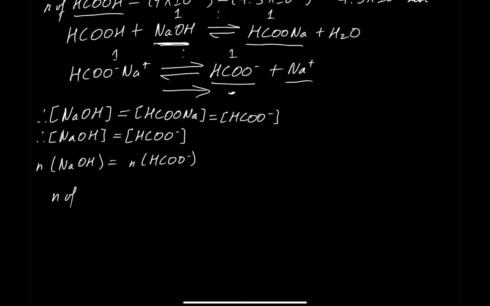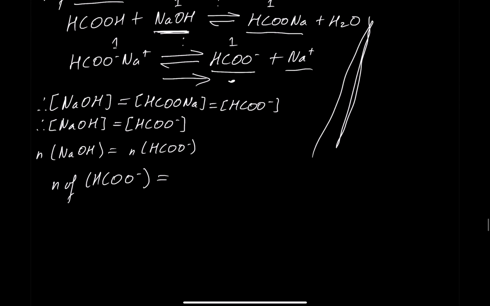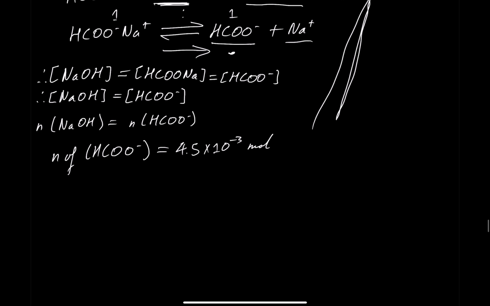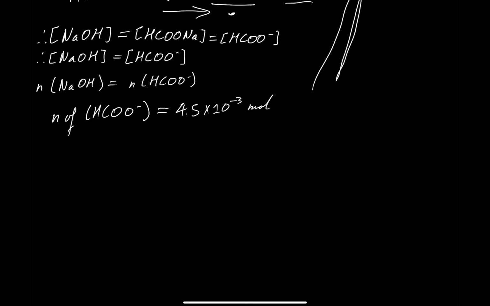You don't have to write all of this when you're answering this question. I'm just writing this down to help you explain. Moles of HCOO minus is equal to what we had: 4.5 times 10 to the power of minus 3 moles. Great. So we already have our equilibrium moles in our solution, right? Now we need to work out the concentration. So we need to work out the total volume before we do that.